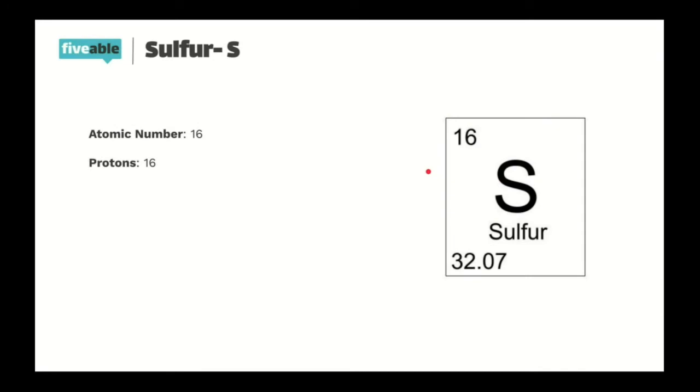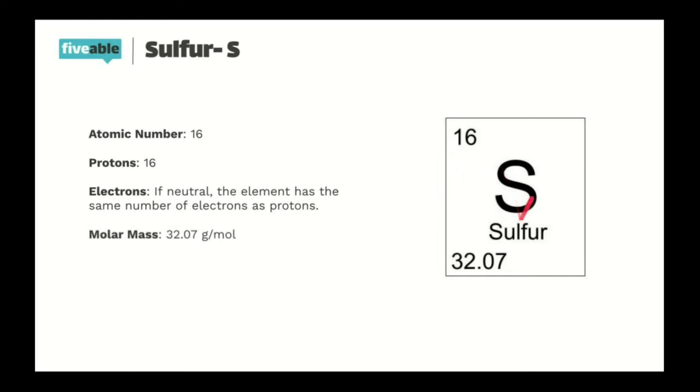that it has 16 protons. Pretty much every element on the periodic table, the number indicates the number of protons. And if it's a neutral element, that means it has the same number of electrons as protons. So sulfur, a neutral element of sulfur, will also have 16 electrons.